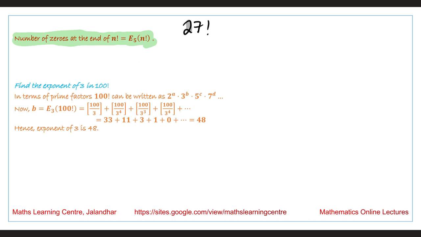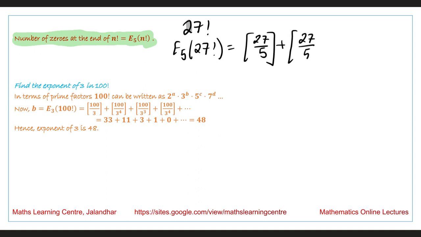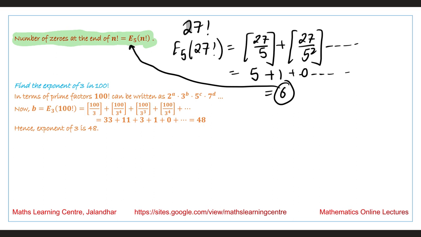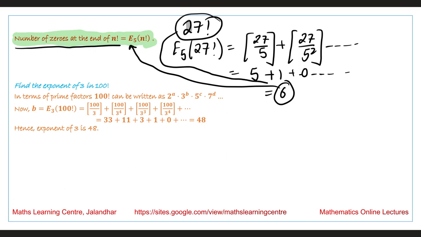So what we have to calculate is E5 of 27 factorial. The formula gives us the greatest integer of 27 by 5, plus the greatest integer of 27 by 5 square, and so on. The value over here is 5, the value over here is 1, and all other values will be 0. So the answer is 6. What we obtain from this is that the number of zeros at the end of 27 factorial is equal to 6.